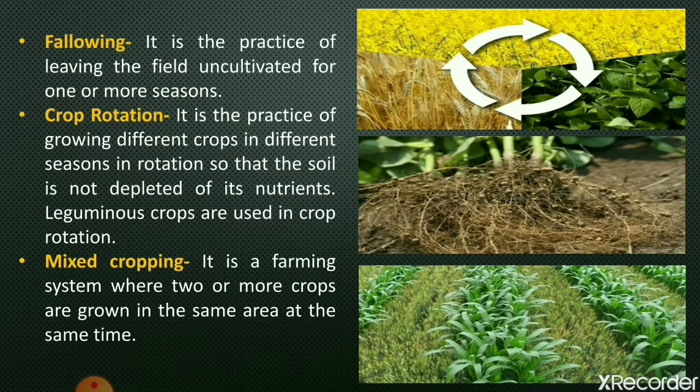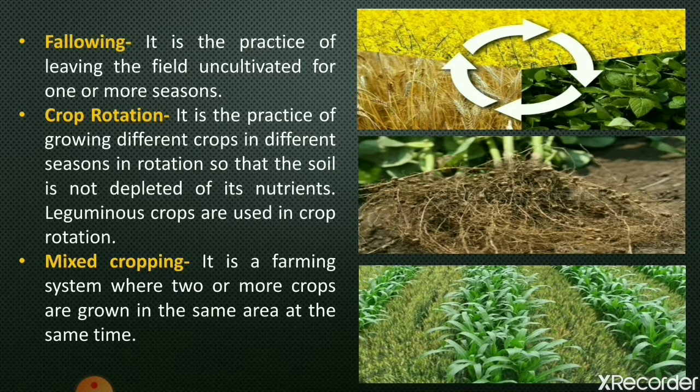Now some other methods are also there which help the soil to regain its fertility. First one is fallowing. So what is fallowing? It is a practice in agriculture where the farmers leave their field or land uncultivated for one or more seasons. Means they just leave their field as it is without growing any crop for one or more seasons. So it allows the soil to naturally regain the nutrients.